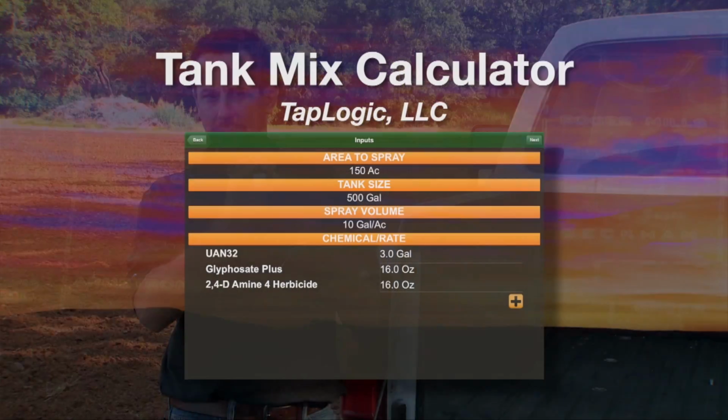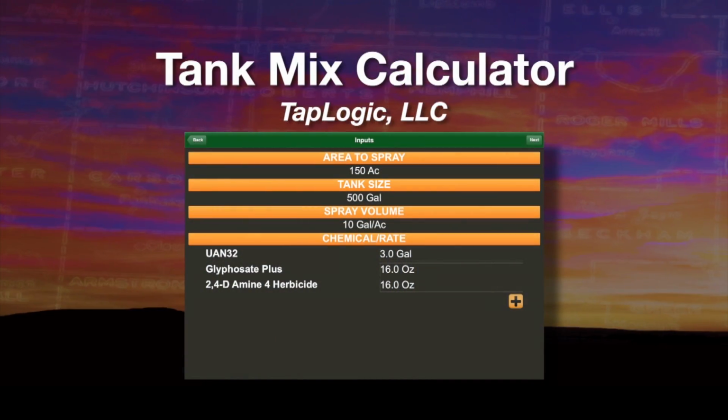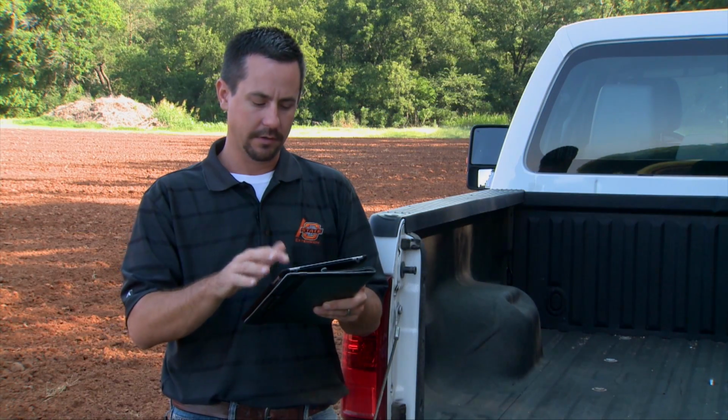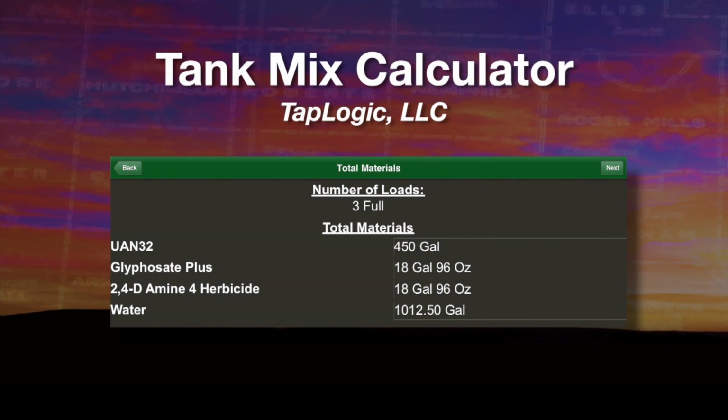Once you do that, you go into the next point. It repeats itself, which is a good catch. You want to make sure all your information's right, especially when it comes to chemistries. So it basically says, is this correct? And you go on through next. It then tells you, to cover that ground with your tank and with that spray volume, how many full loads are you going to need? In the case I'm using here, it will take 3 loads.